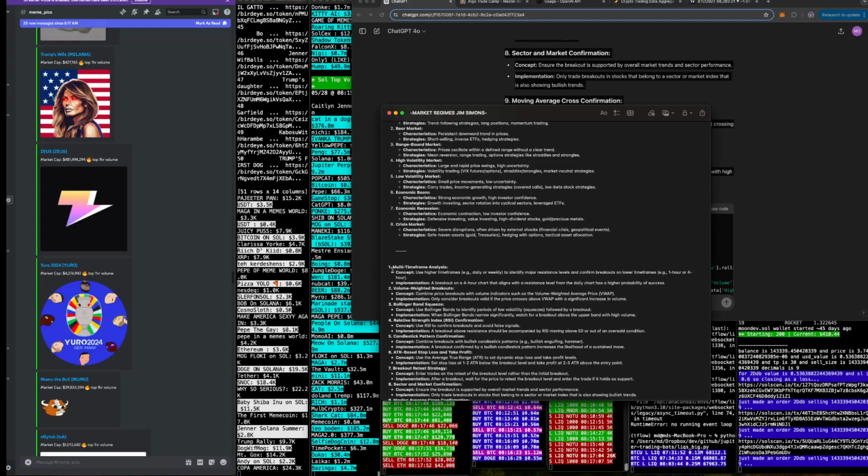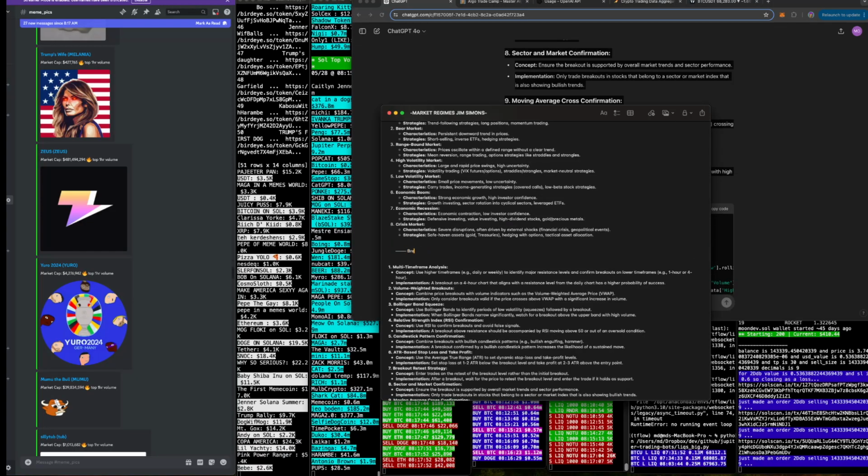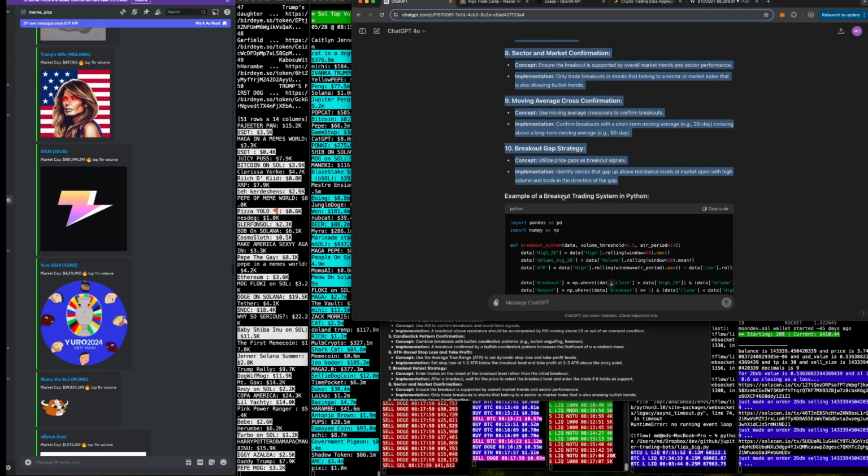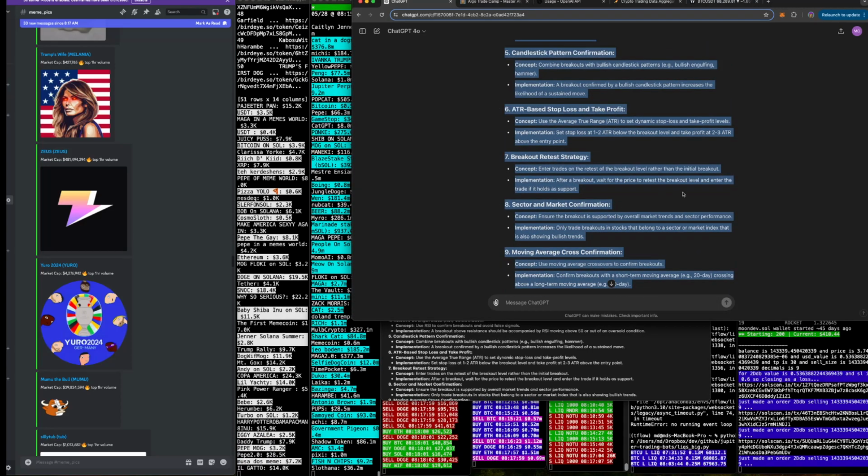So here are 10 ideas for breakout strategies. Okay. Let's go ahead and see what they are.